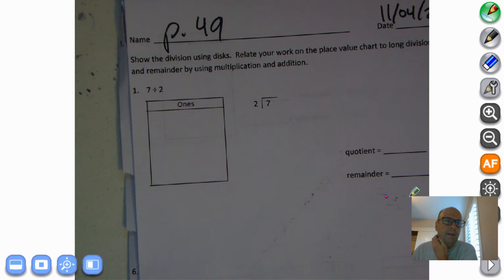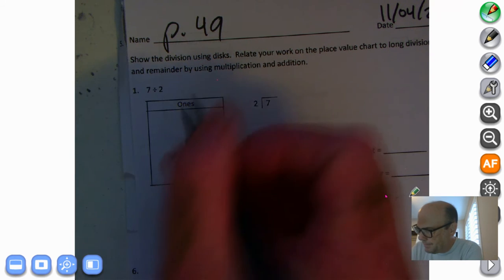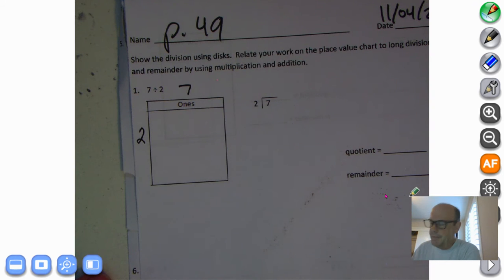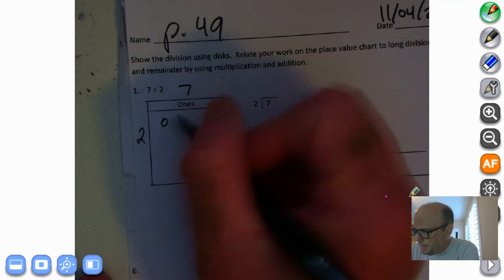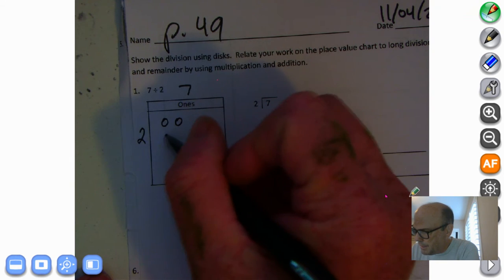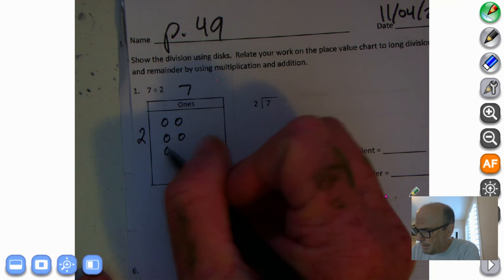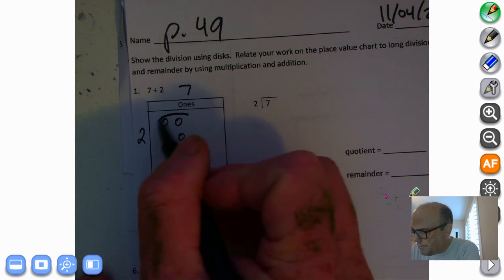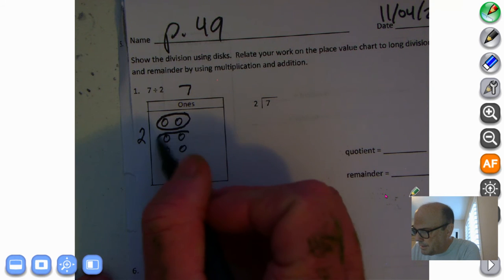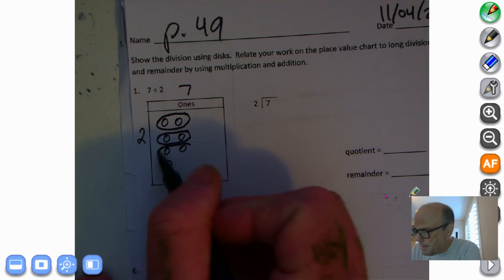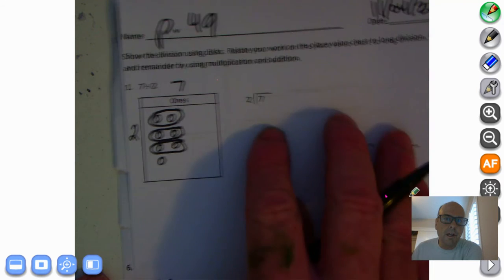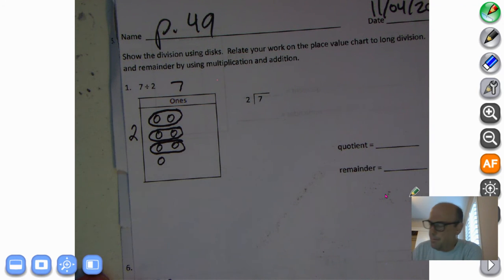So we're going to have 7 divided by 2. So we're going to make 7 disks. 1, 2, 3, 4, 5, 6, 7. So how many groups of 2 do we have? 1, 2, 3 groups of 2. It looks like we have 1 remainder. So how this looks on long division is like so.